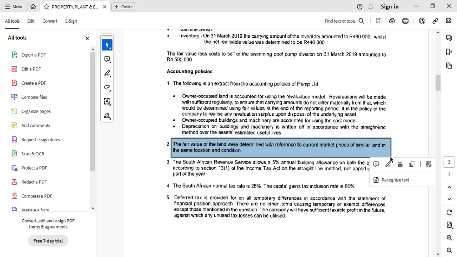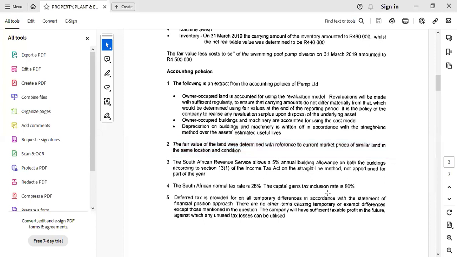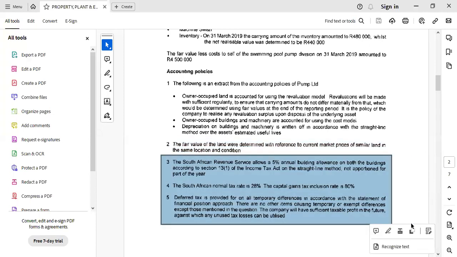Right, when we do the PPE, this information about tax is not important. The tax information will only be required when we determine the income tax expense or when we determine the deferred tax. So for now, the information 3, 4, 5, when we do the PPE note, is not important.